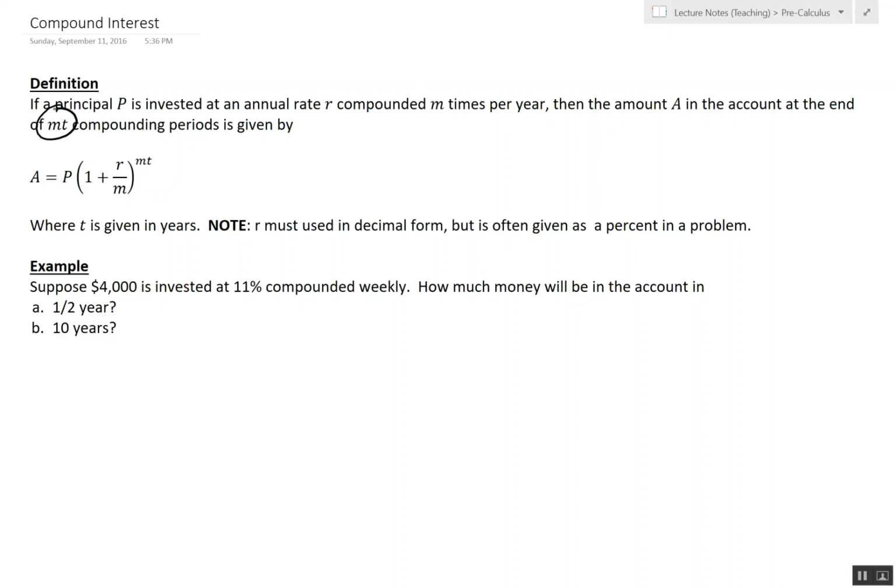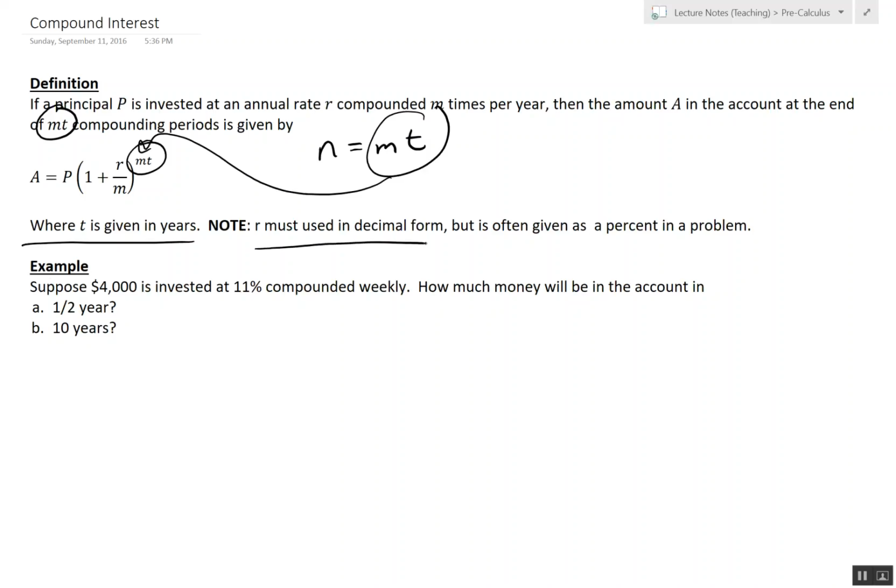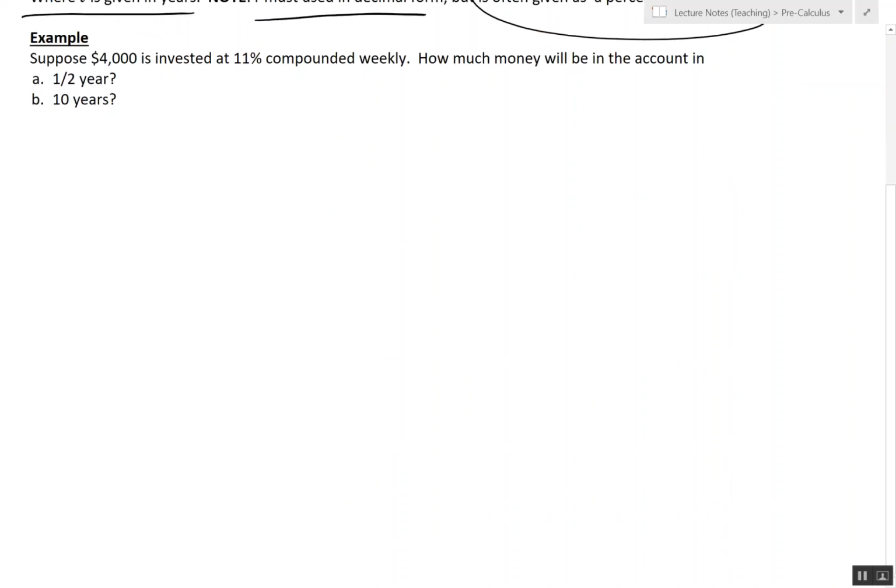Now the book calls this N, but this is really the number of times you compound per year times the number of years. This is the more practical use in the formula. Notice that my formula is slightly different than in the book because it's easier to calculate this way than to figure out a new variable separately. And notice that t is always given in years, so if you're talking about half a year, you'll want to put a half in, like in our first example here. Note also that r has to be used in decimal form, even though we're often given it as a percent.